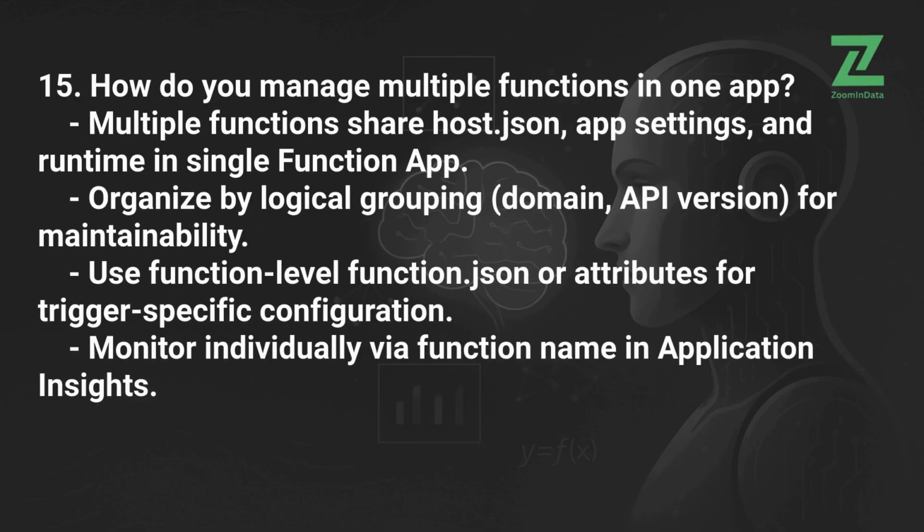15. How do you manage multiple functions in one app? Multiple functions share host.json, app settings, and runtime in a single function app. Organize by logical grouping, domain, or API version for maintainability. Use function-level function.json or attributes for trigger-specific configuration. Monitor individually via function name in Application Insights.